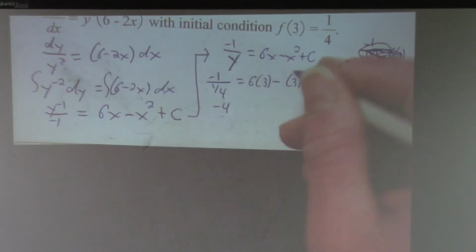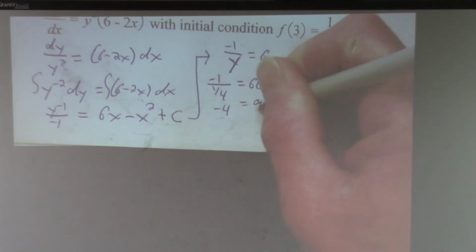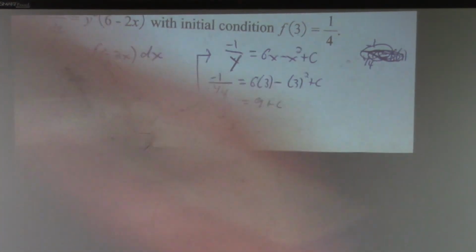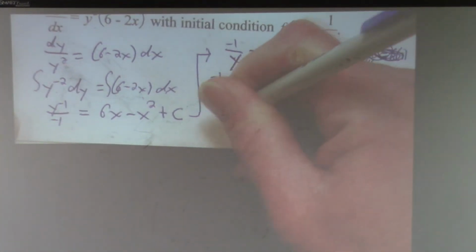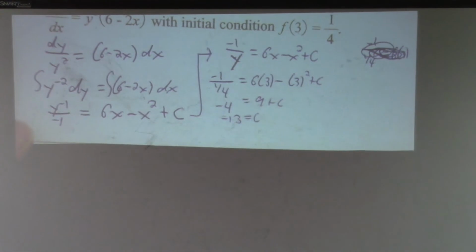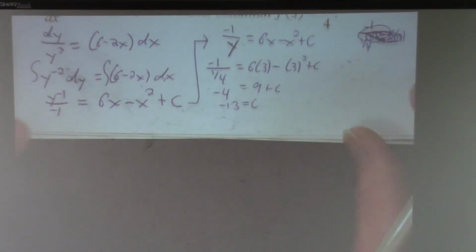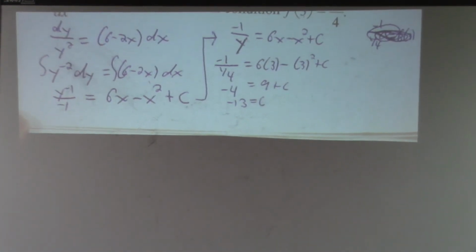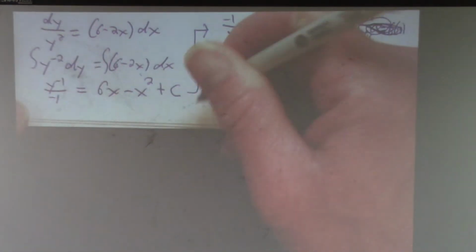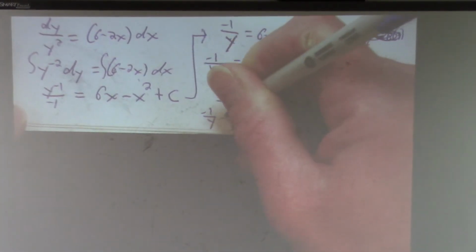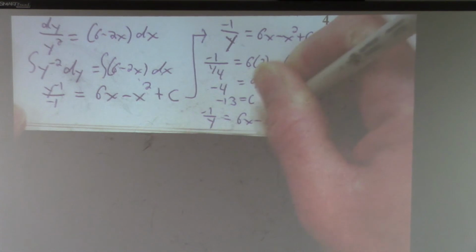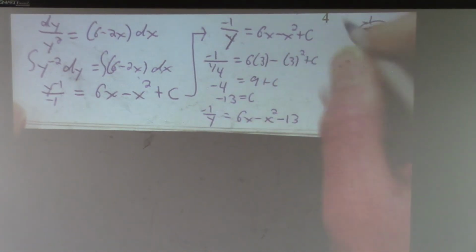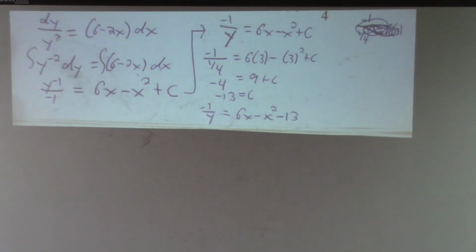And I have 18 minus 9, looks like I have 9 plus c there. If I minus 9 to both sides, it looks like c is negative 13. Okay, so I'm going to use the last line of my paper here and go ahead and put in my c value now. Negative 1 over y equals 6x minus x squared minus 13. Plus c has now been replaced with minus 13.